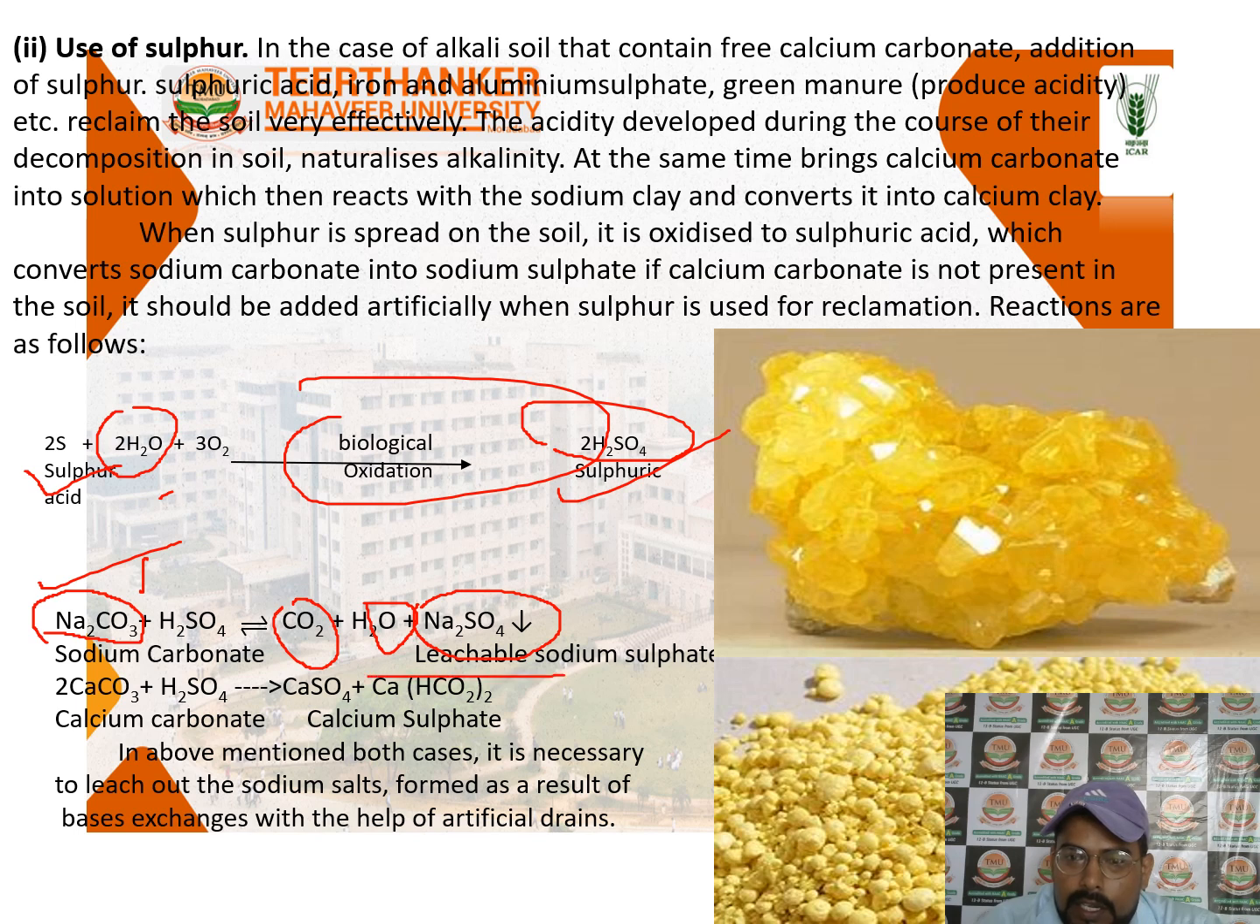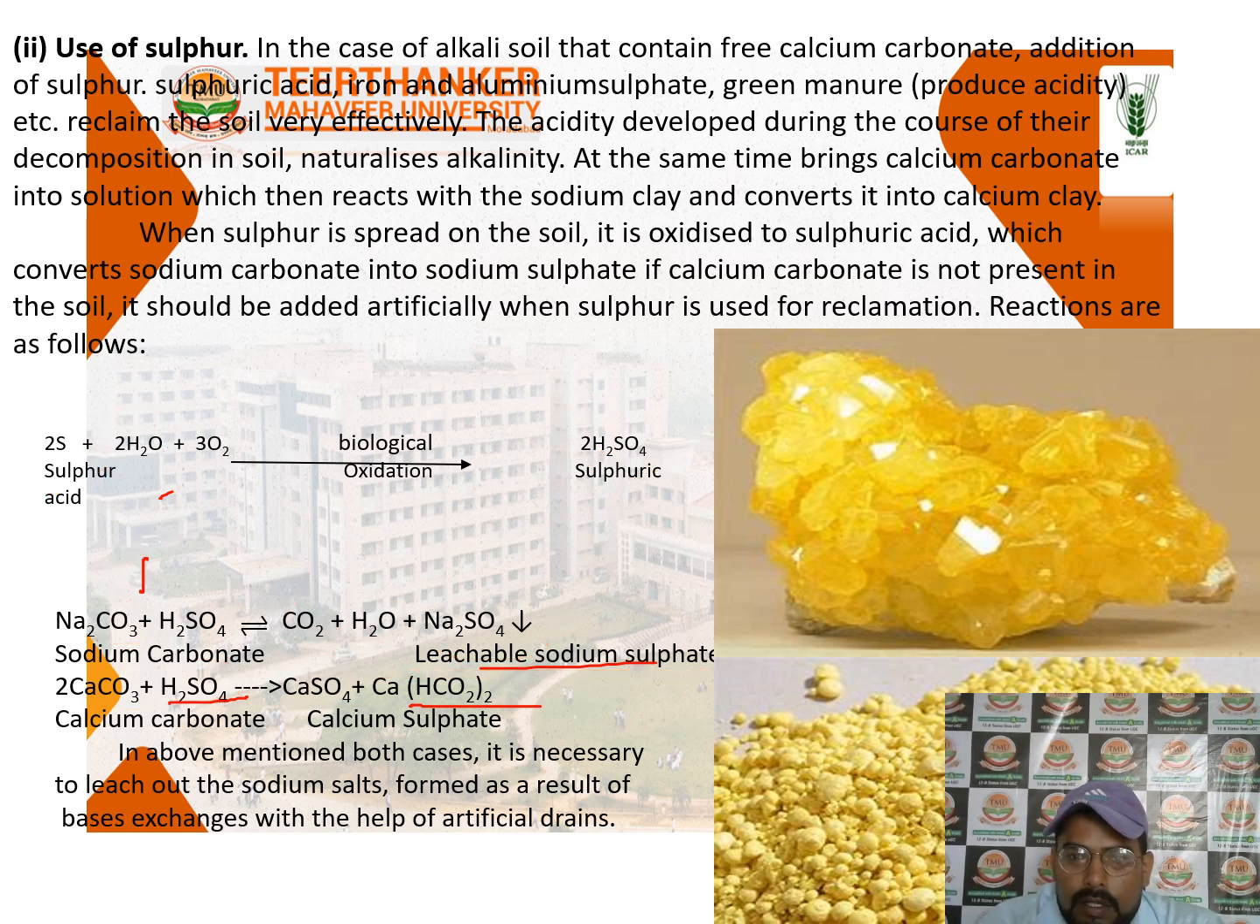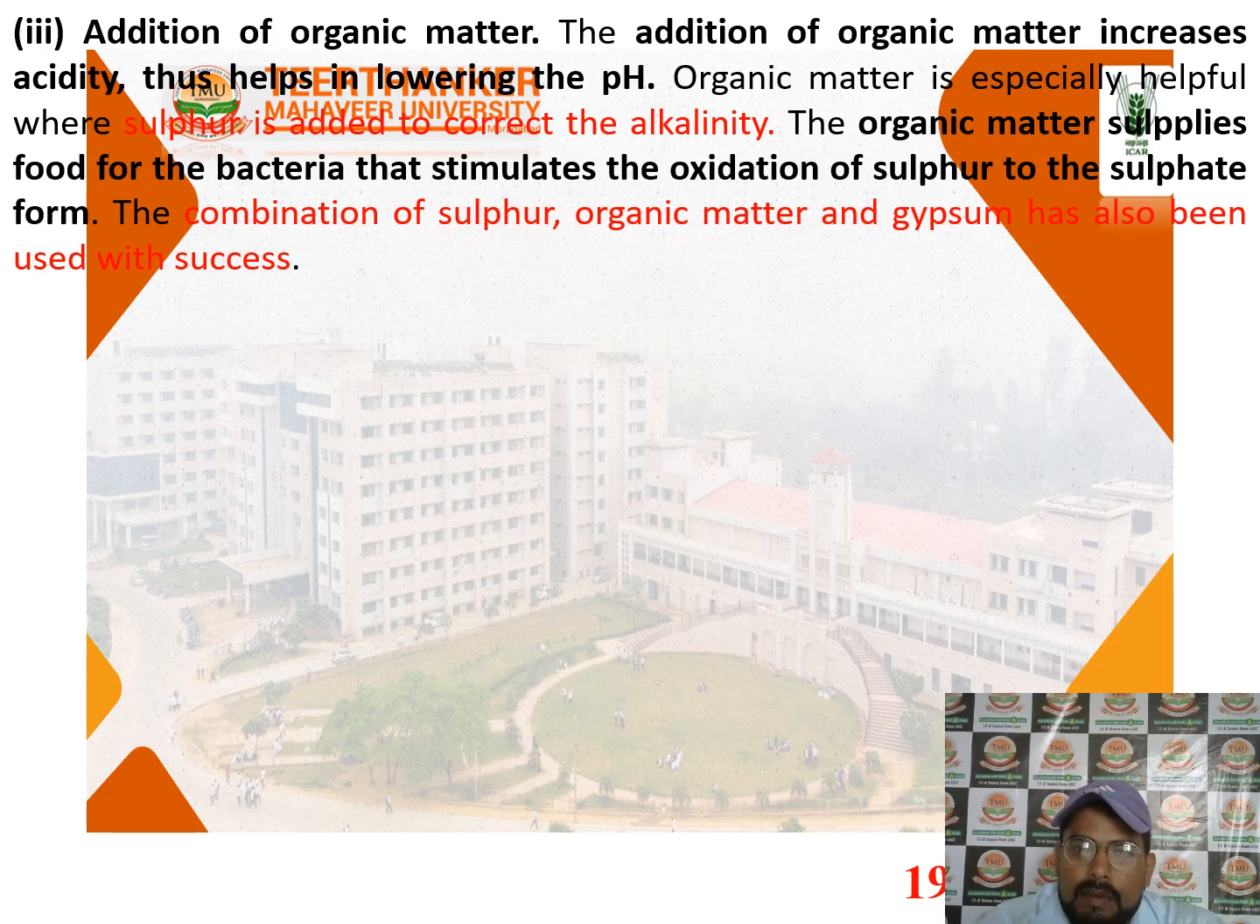Sodium sulfate is a leachable type of sodium salt in the soils. Also, calcium carbonate reacts with the sulfates and creates calcium sulfate and carbonate, and these are leachable. Both are leachable from the fields in the reclamation of saline soil. Second is the addition of organic material.